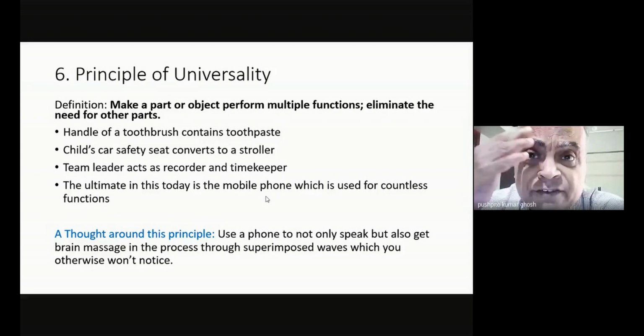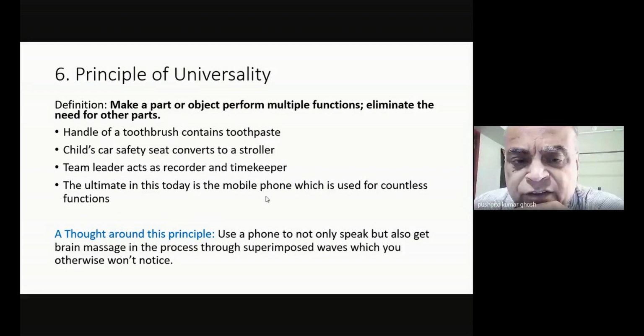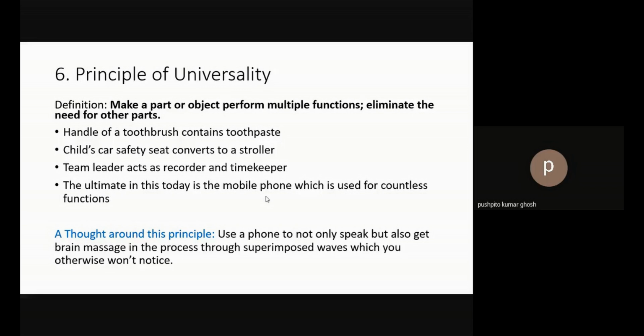There is nothing that I know which has quite reached the level of a mobile phone in terms of performing multiple functions. But these are all things which are known, and you will have to always ask, can I think of something which I can do, or have I done something which fits into these principles?